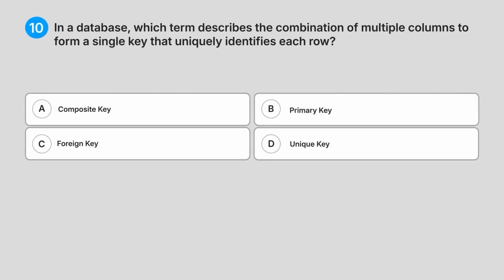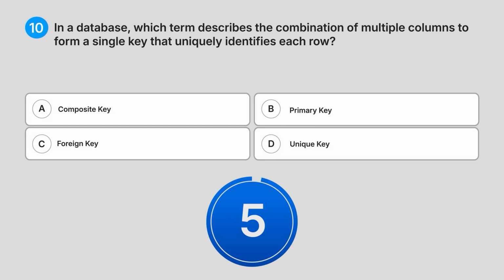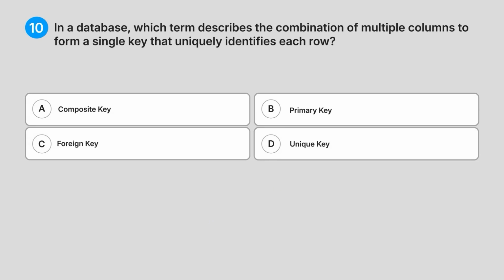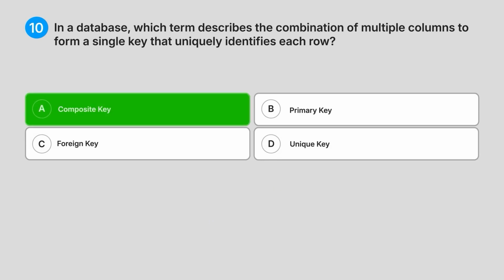10. In a database, which term describes the combination of multiple columns to form a single key that uniquely identifies each row? A. Composite key. B. Primary key. C. Foreign key. D. Unique key. Do you know the answer? Correct answer, A. Composite key.